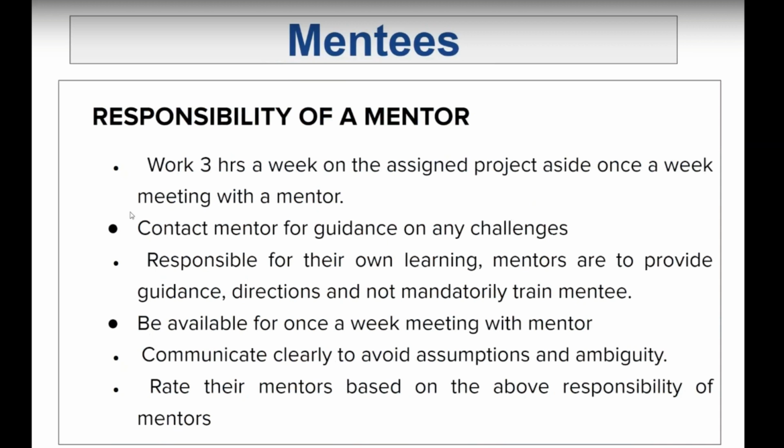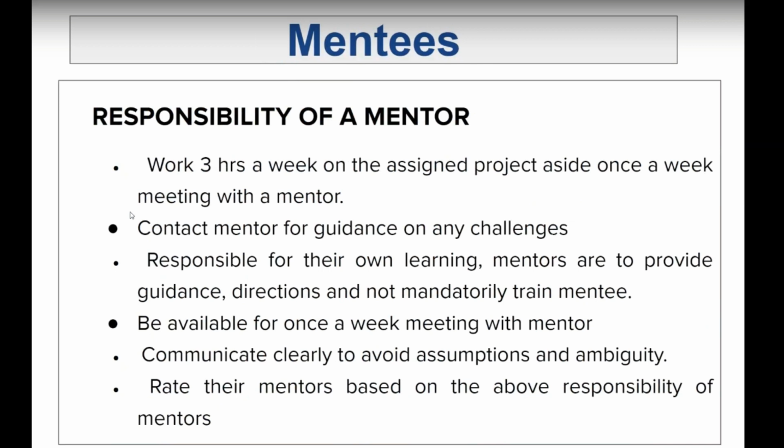Now, the mentees are also required to work 3 hours per week on the assigned projects, aside from the real time talking with their mentors. 3 hours per week is okay. The real time talking is asking them questions, probably having a video chat with them to check up on their challenges and what is happening. Should be fine with it.